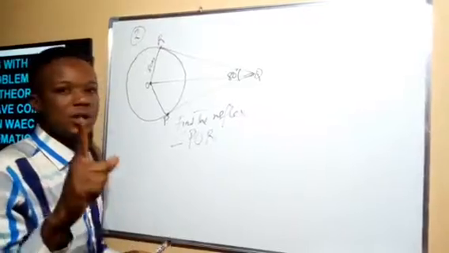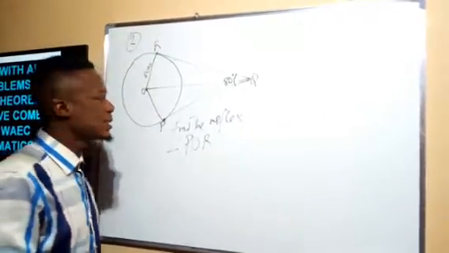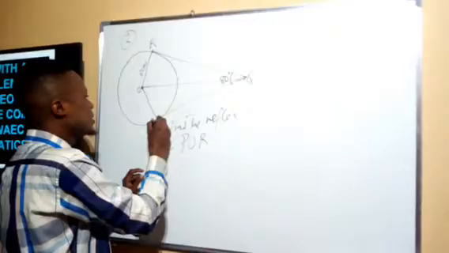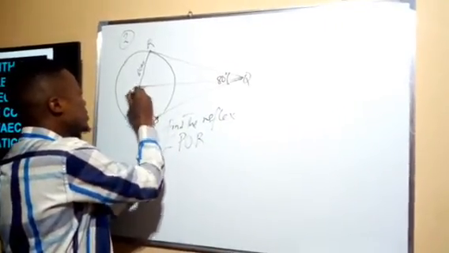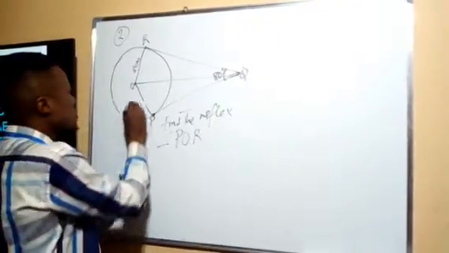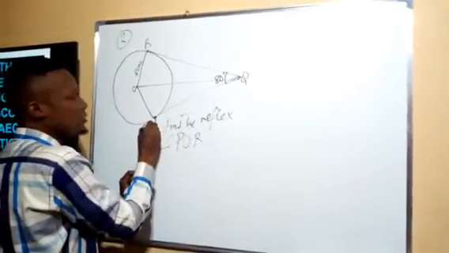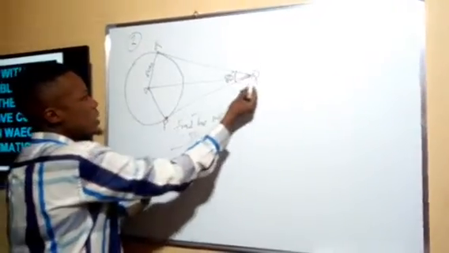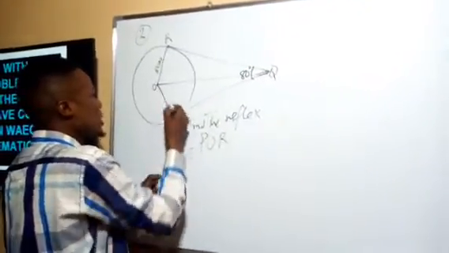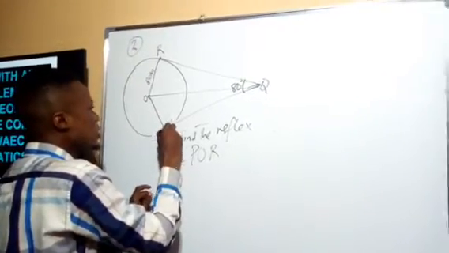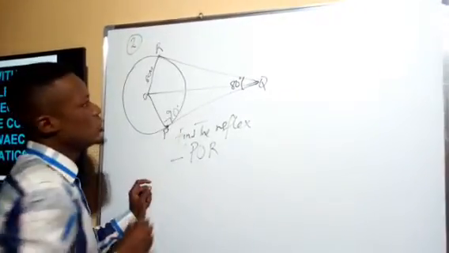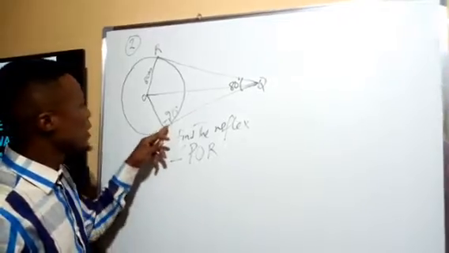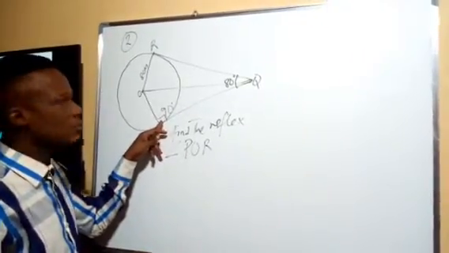Okay, and there is a theorem which is telling us that the angle between a tangent and a radius, this is a radius because it is moving from center to circumference, is 90 degrees. So this angle is 90 degrees. You should know that. Angle between a tangent and a radius is 90 degrees.